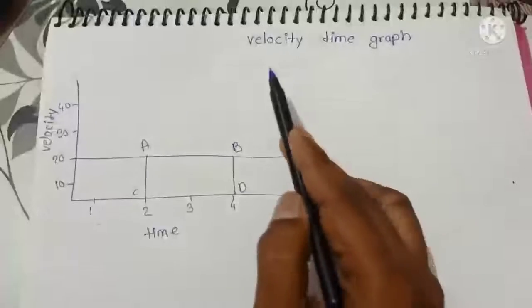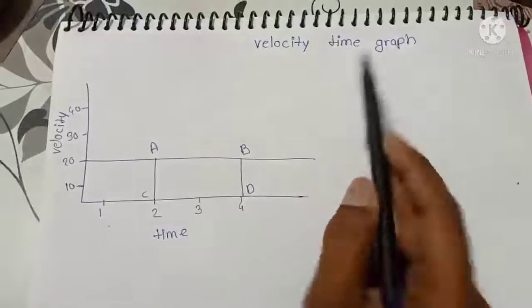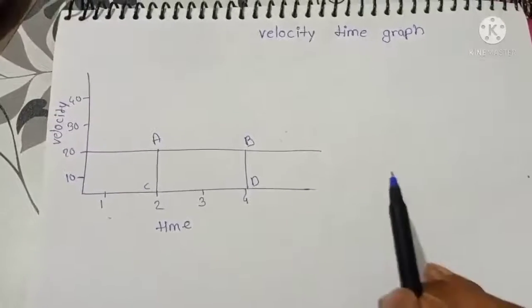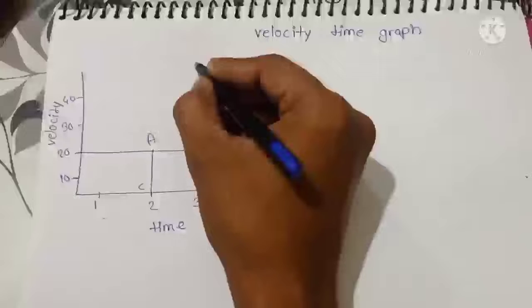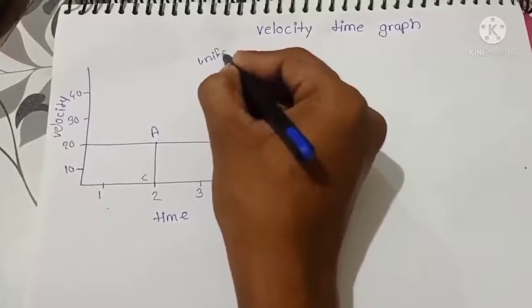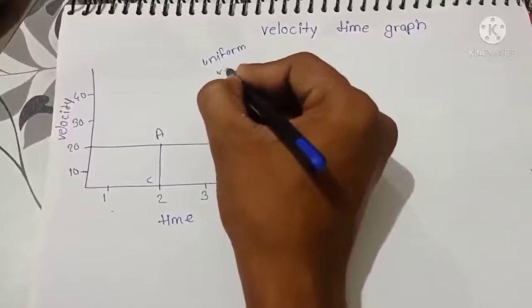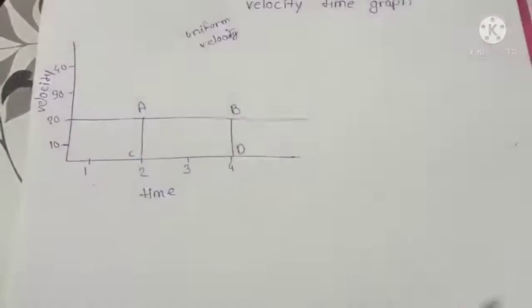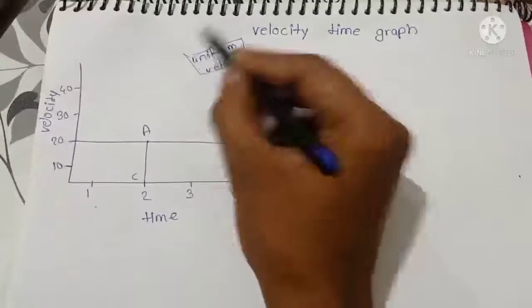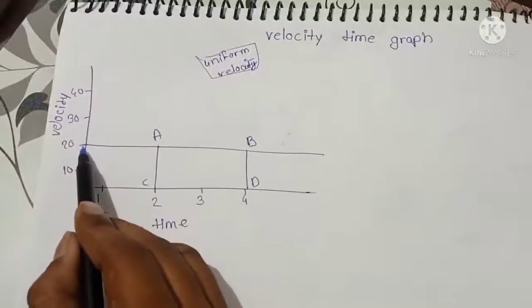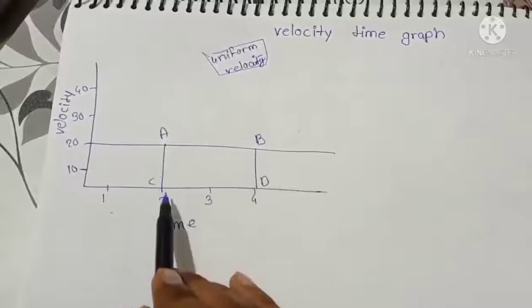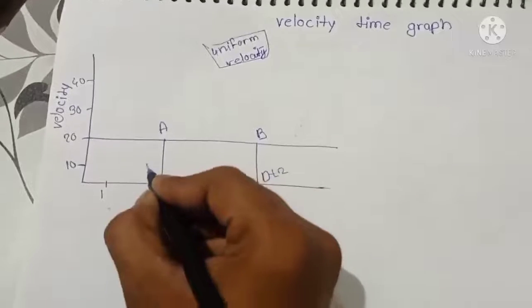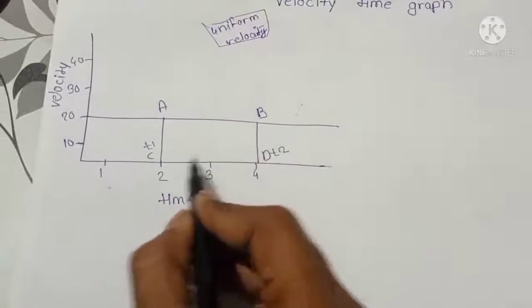So friends, this is the second graph, the velocity time graph. Here we have velocity along the y-axis and time along the x-axis. We need to understand this graph is also for uniform velocity. So you can see the velocity is 20, which is uniform, but the time which has changed is T2 minus T1. This is our first time and this is our second time.